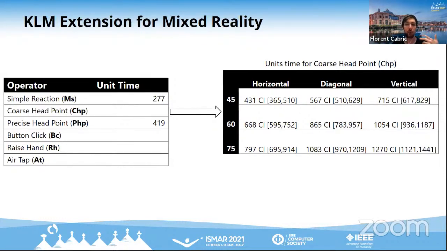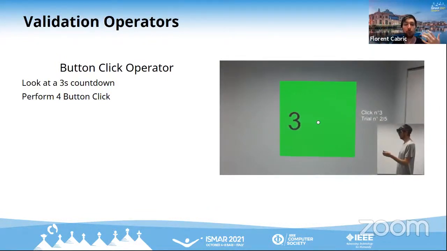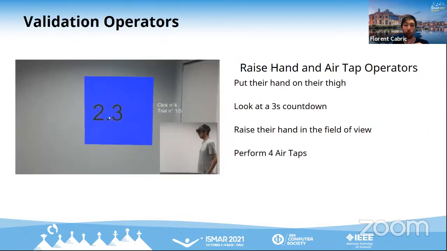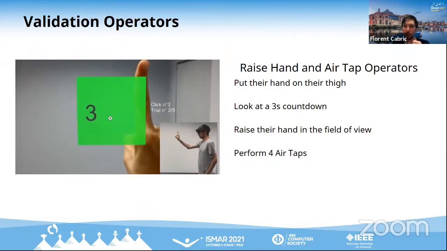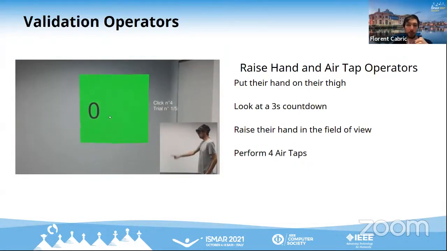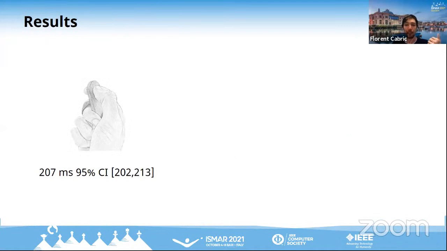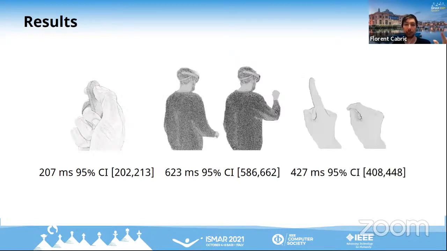I will now present the studies for the last 3 validation operators: the button click, the raise hand, and the AirTap. For the button click operator, the participants must look at a 3-second countdown and perform 4 button clicks. For the raise hand and the AirTap operators, the participant must also look at a 3-second countdown, raise their hand in the field of view, and perform 4 AirTaps. The button click takes 207 milliseconds on average. The raise hand takes 623 milliseconds on average, and the AirTap takes 427 milliseconds on average.